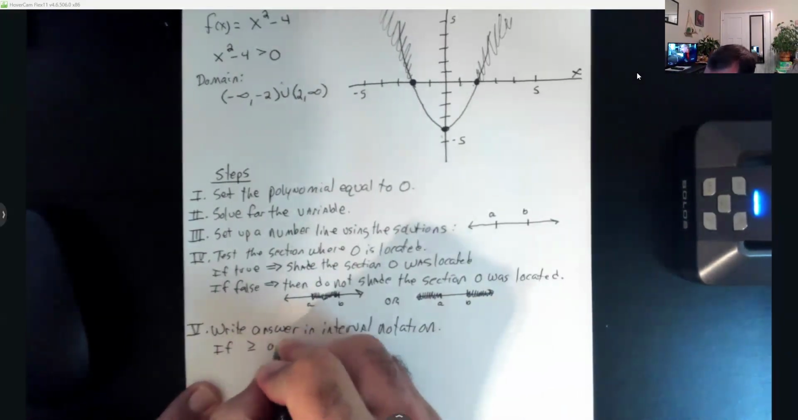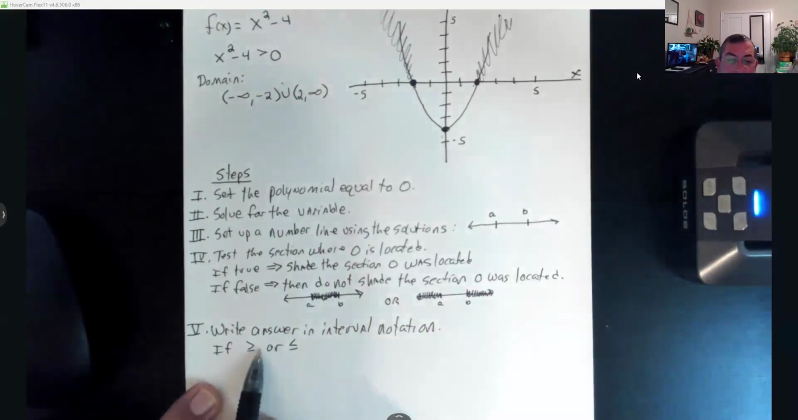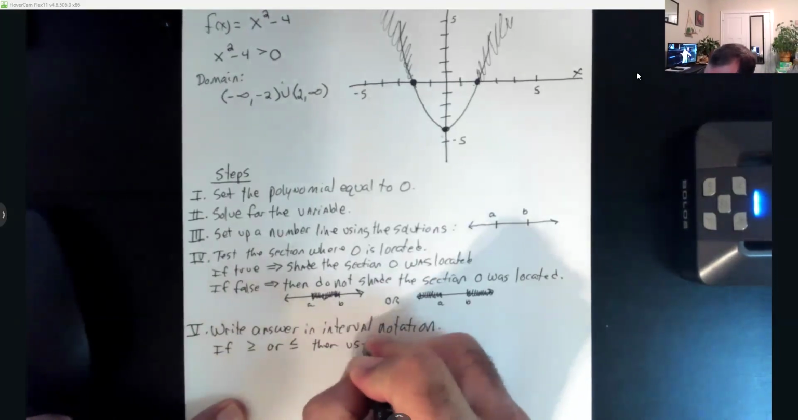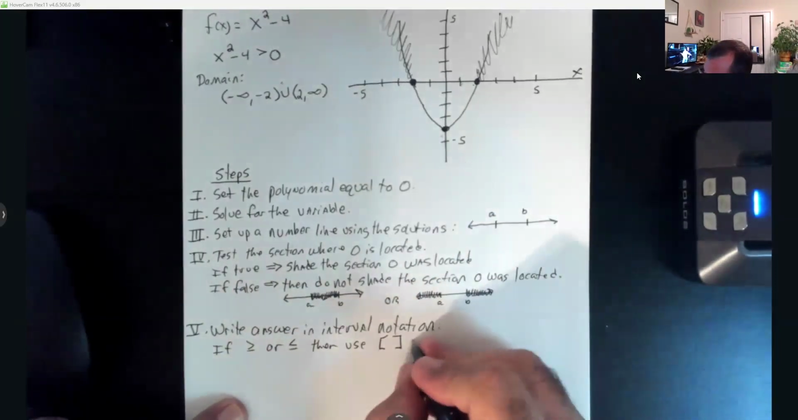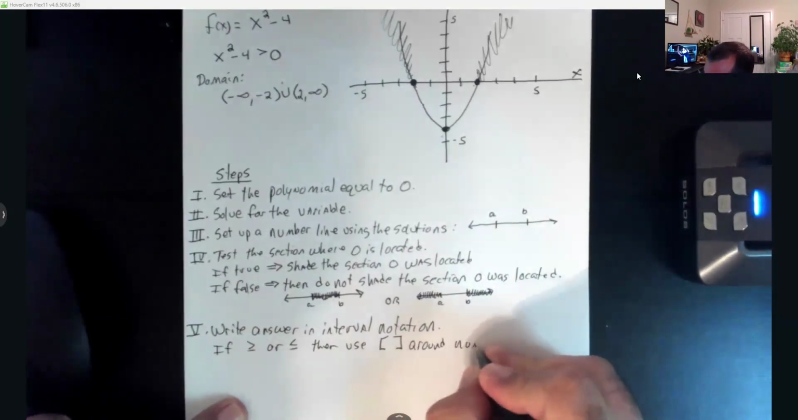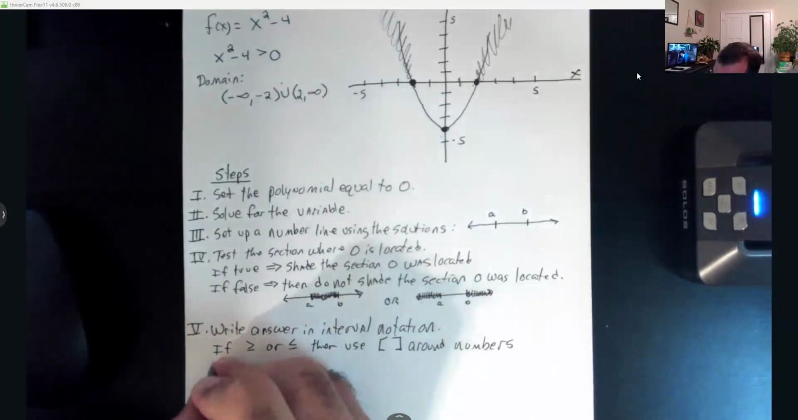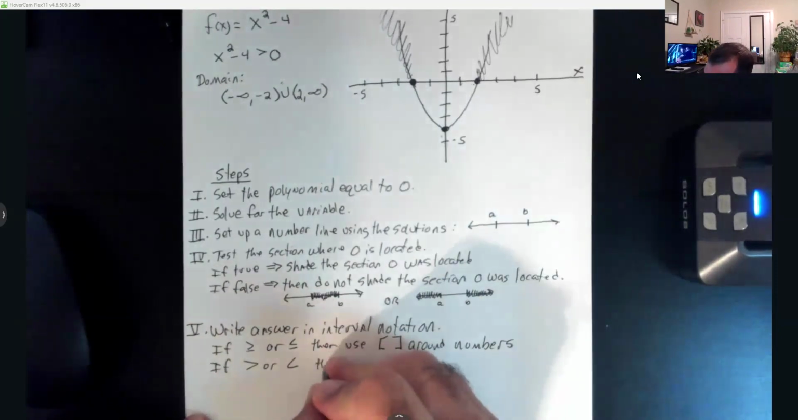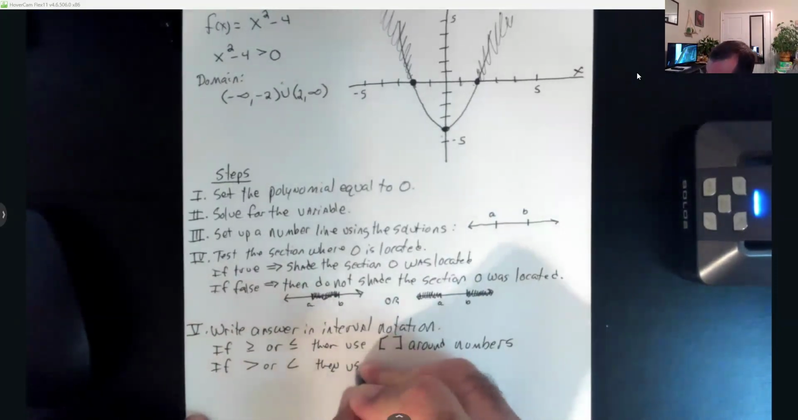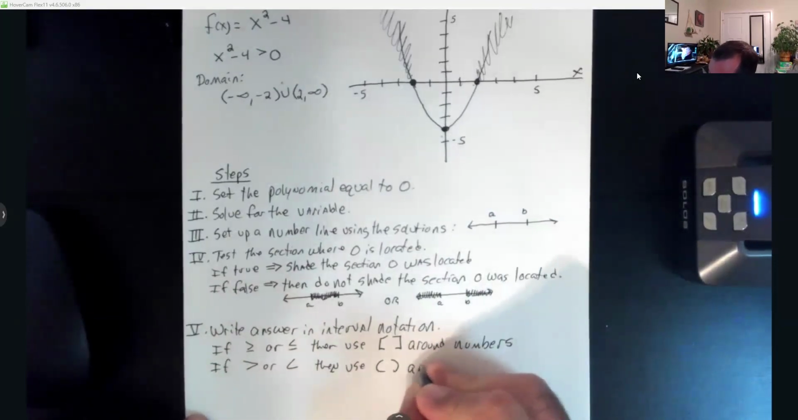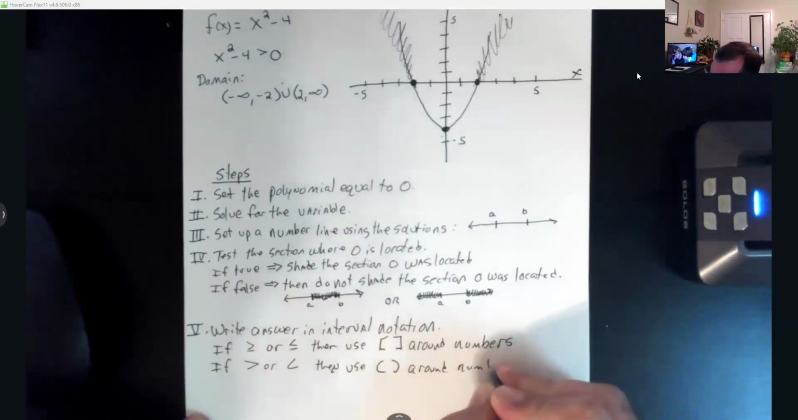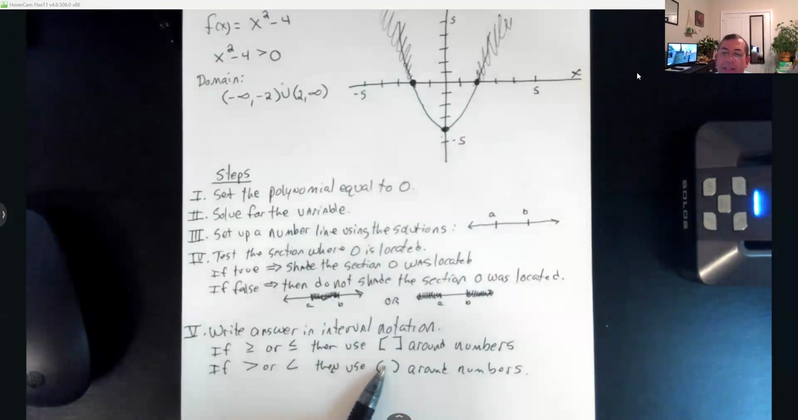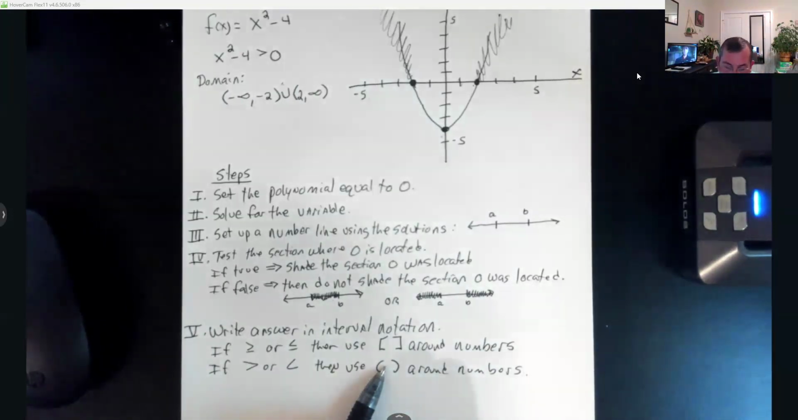Now, here's the thing about inequalities. If you got equals in your polynomial, then we got to use brackets around the numbers. If it's greater than or less than, and you do not have any equals on it, then we're going to use parentheses around the numbers. Okay, so brackets mean the numbers make it true. Parentheses mean the numbers make it false at that point, okay?